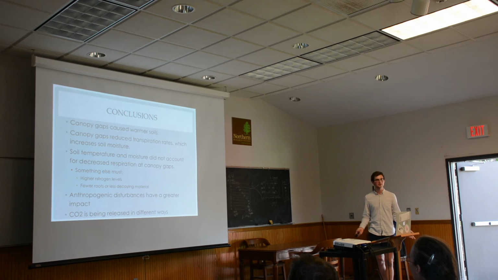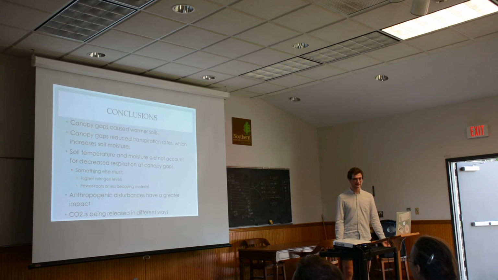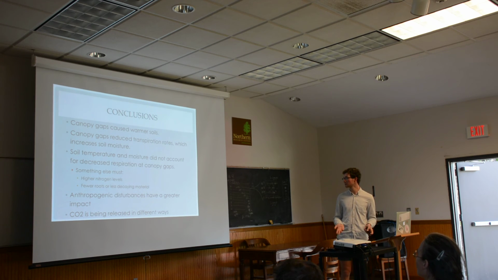But I do have a few conclusions. My first is that canopy gaps cause warmer soils, which I expected, and I'm glad that at least that worked out. Canopy gaps reduce transpiration rates, which increases soil moisture. That's kind of a question mark because my moisture data is a little wacky. Soil temperature and moisture did not account for decreased respiration at canopy gaps, so that means something else must be, maybe it's higher nitrogen levels, maybe it's fewer roots or decaying material.